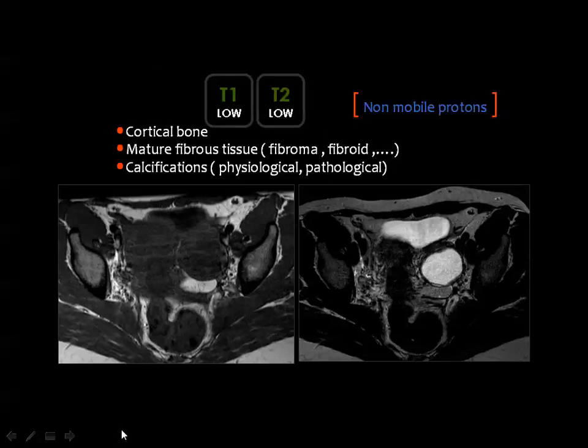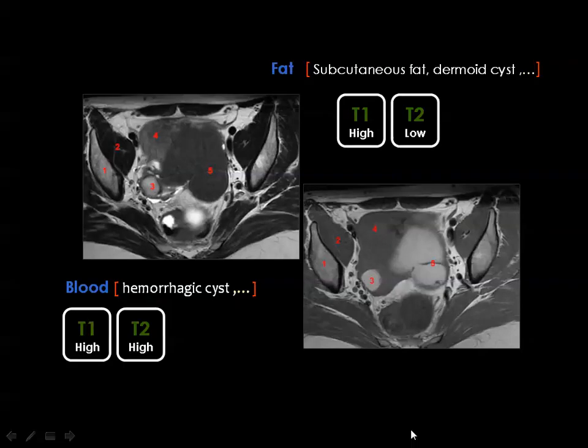And what are the structures or lesions that appear black in both the T1 and the T2 weighted images? Number one, the cortex of the bone. Number two, mature fibrous tissue. Here we have examples of, let's say, an ovarian fibroma and a fibroid present in the uterus. Then calcium. All these structures will appear black in the T1 and in the T2 weighted images. Then what will appear bright in the T1 and somewhat dark in the T2 weighted image is fat.